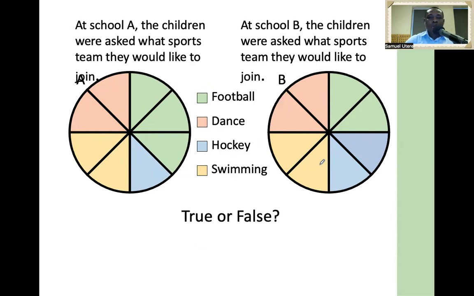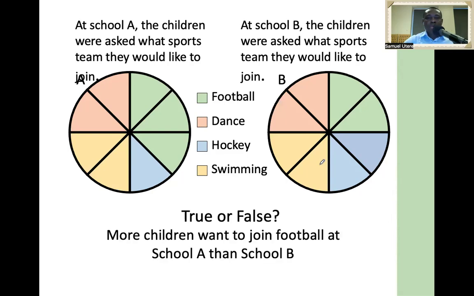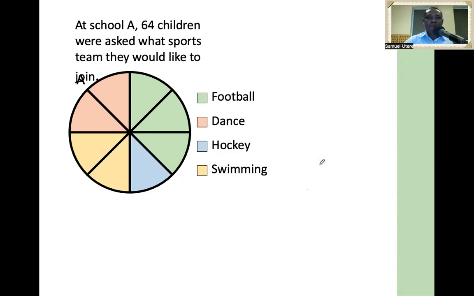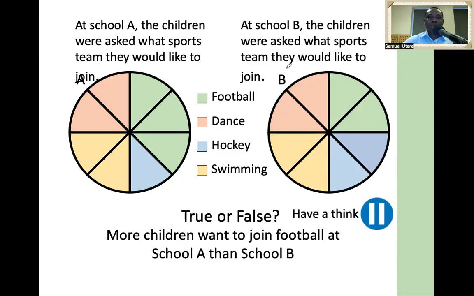Here is something to think about, and I want you to answer true or false to some of these statements. More children want to join football at school A than school B. True or false? Well, it is false. Why? We do not know the number of children for each school, either school A or school B, so we cannot answer that question.